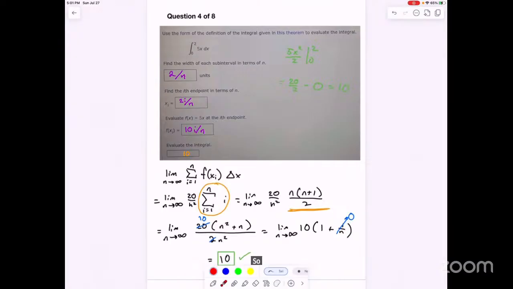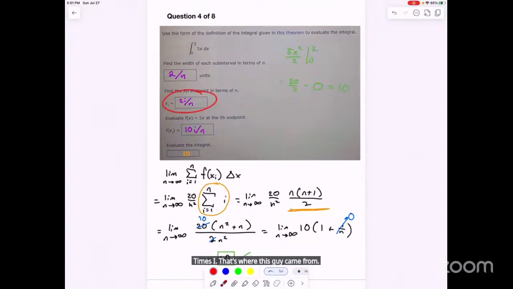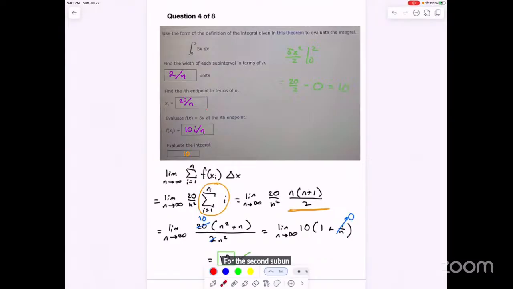So if we start from the far left, we're starting at 0. We're adding each subinterval. So we're adding 2 over n. We said 0 plus 2 over n times i. That's where this came from. All right. So for the first subinterval, it's just 0 plus 2 over n. For the second subinterval, it's 0 plus 2 over n times 2. So on and so on.